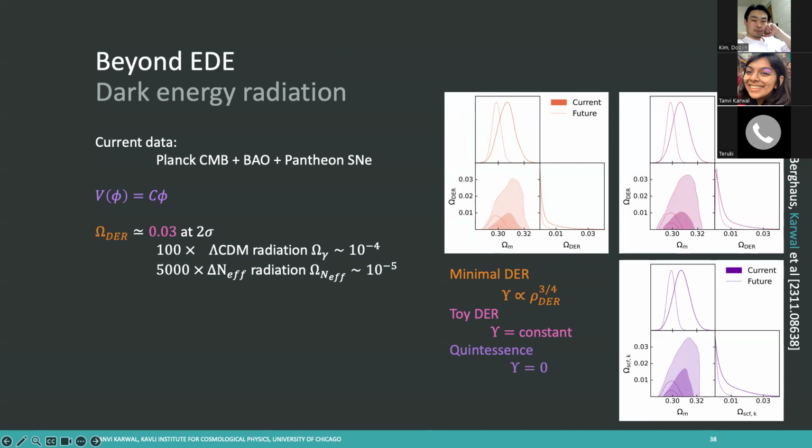And in fact, current data has the same constraints for all three of these. The kinetic component of dark energy is what current data is constraining. It doesn't matter what that kinetic component is going into. It can go into dark radiation, that's fine.